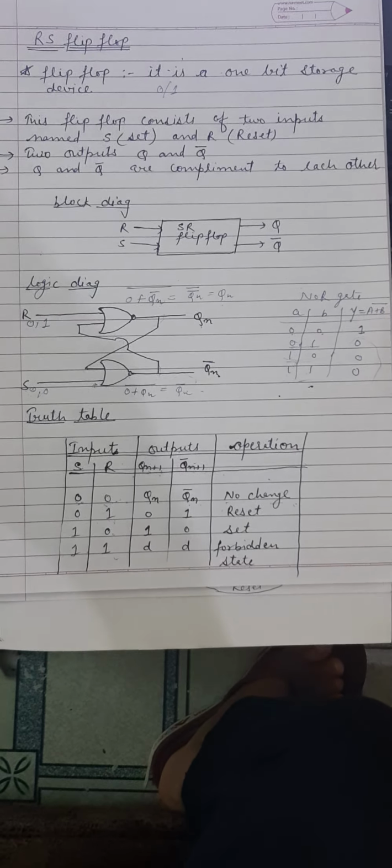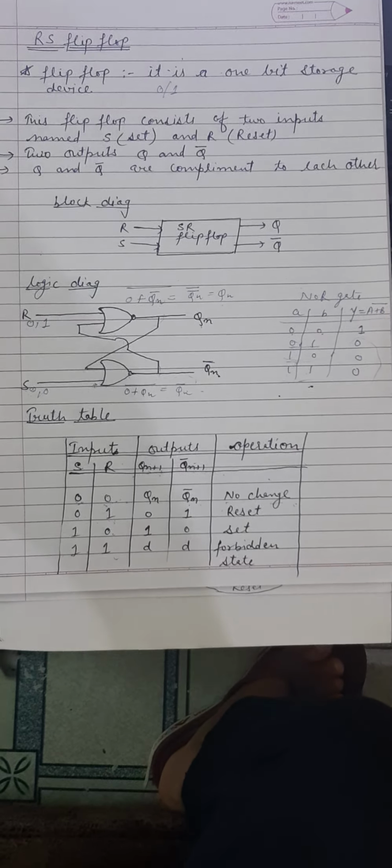You can see here the block diagram of SR flip-flop. In this you can see two inputs S and R and two outputs Q and Q complement. And this one is the logic diagram, or we can say the circuit diagram, of SR flip-flop. In this diagram you can see we are using two NOR gates. These are two NOR gates, the two inputs are S and R, and the two outputs are Q1 and Q1 complement.